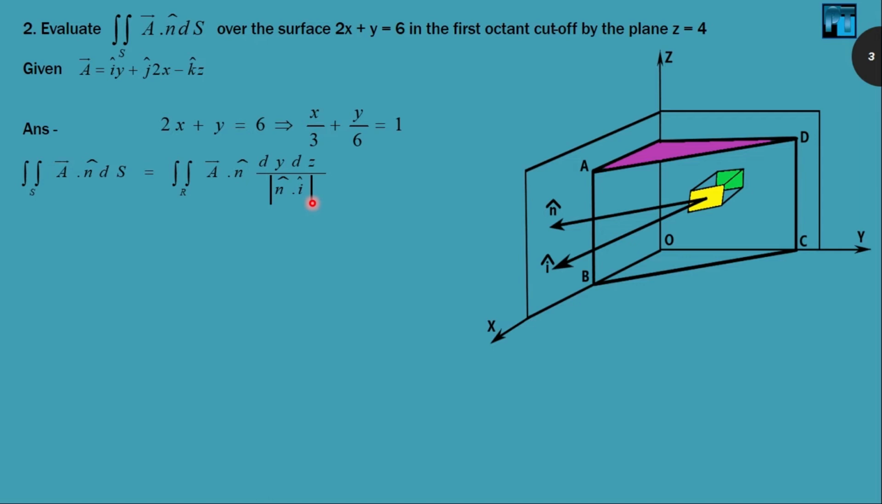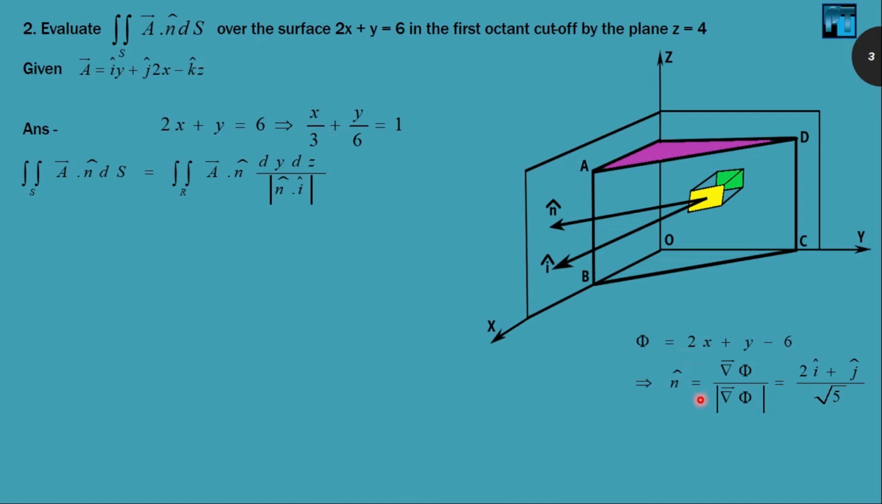Now what is the n cap? N cap is the direction of this elementary surface of the ABCDA surface. Now, how to determine the n cap? This is a general method. You have to let phi equal to 2x plus y minus 6, putting the 6 on the LHS. So phi equals 2x plus y minus 6.